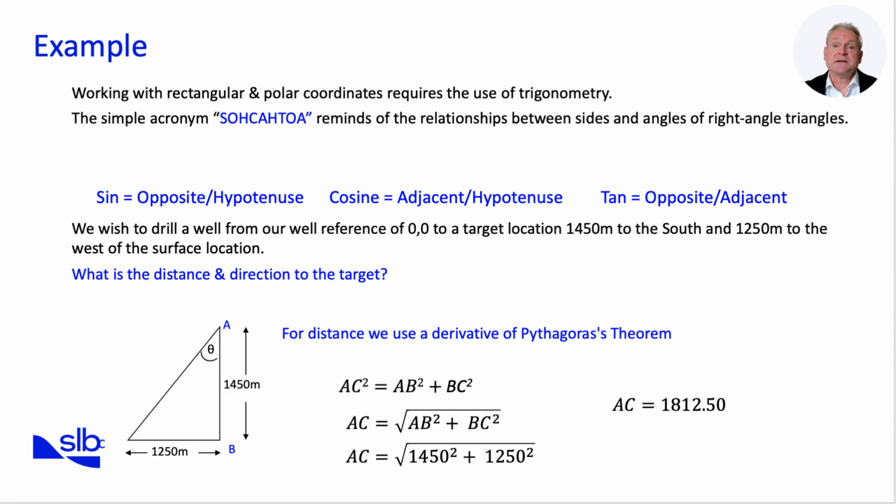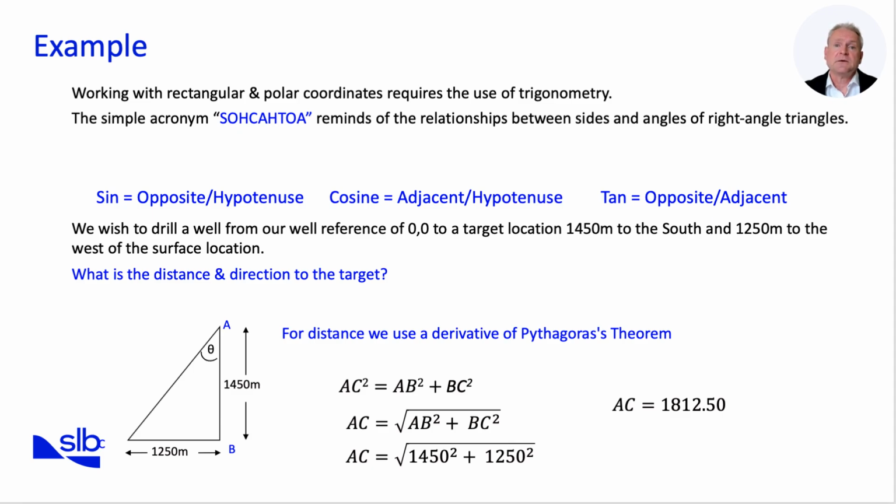If you remember back to high school, in trigonometry, we used a simple acronym, SOHCAHTOA, to remind us of the relationship between sides and angles of a right-angled triangle. When looking away from the corner of a triangle, the sine of an angle is the opposite length divided by the hypotenuse length. The hypotenuse is the longest side of a triangle. The cosine is the adjacent divided by the hypotenuse, and the tan is the opposite divided by the adjacent.